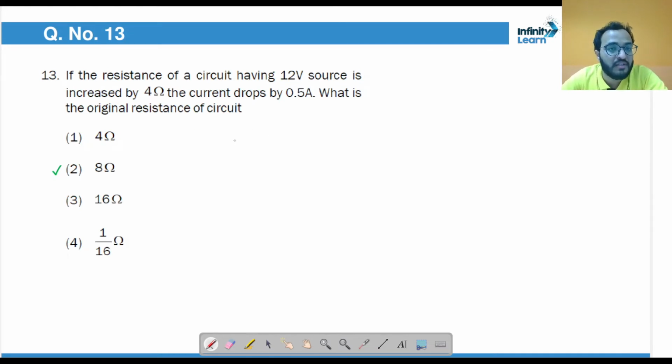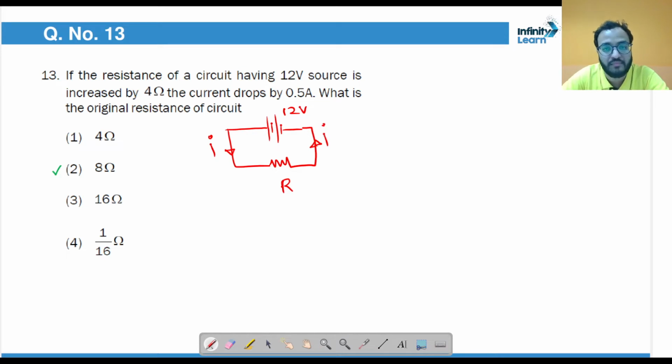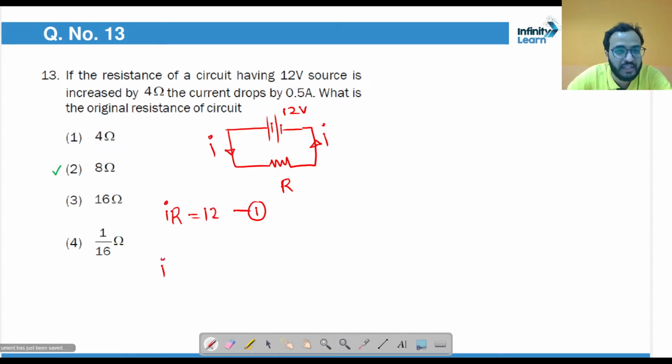13. If the resistance of the circuit having 12 volt source is increased by 4 ohms. Okay. So there is a voltage source of 12 volts and there is some resistance, let's say capital R, and there was initially some current I. So initially we can say I into R is 12, number 1. Second, they are saying if the resistance increases by 4, the current drops by 0.5.